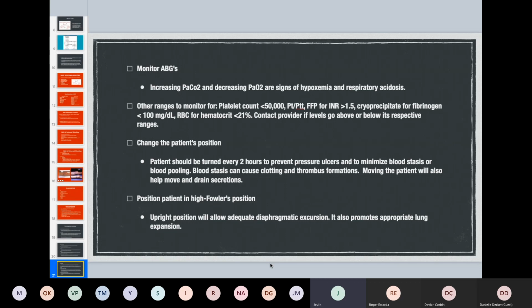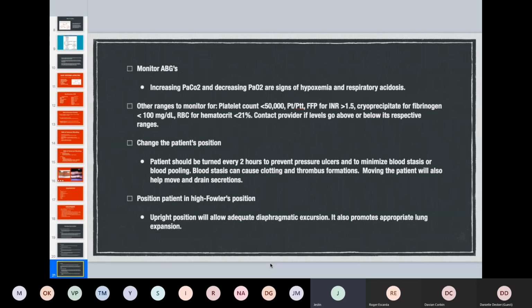You have to change the position of the patient every 2 hours. This prevents pressure ulcers, and it also minimizes blood pooling or blood stasis. Blood pooling can cause clotting, and it can cause a thrombus to float around your system and travel to the lungs and cause an obstructive shock. You have to move your patient every 2 hours. Moving the patient will also help move and drain the secretions in the respiratory tract.